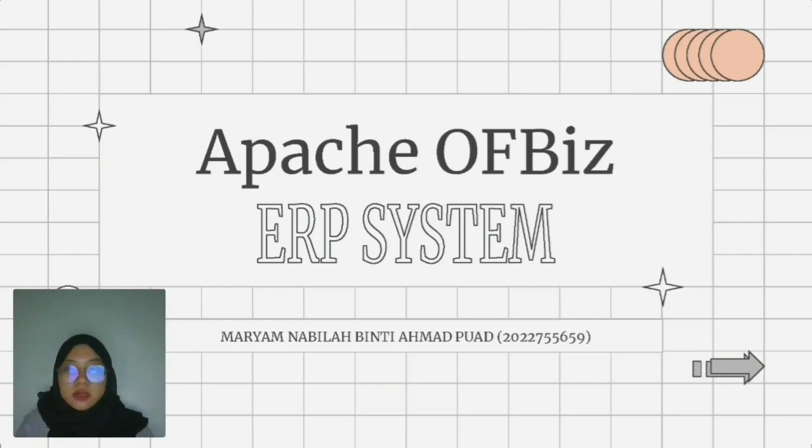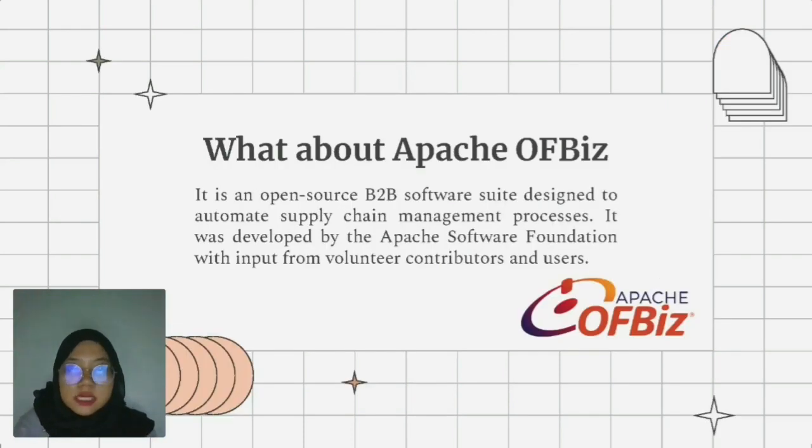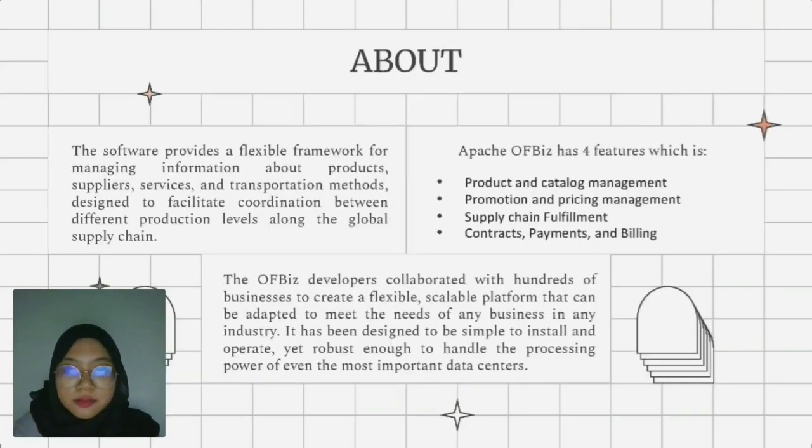In this presentation, I would like to present about the ERP system that I chose, which is Apache OFBiz. Apache OFBiz is an open source B2B software suite designed to automate supply chain management processes. It was developed by the Apache Software Foundation with input from volunteer contributors and users. The software provides a flexible framework for managing information about products, suppliers, services, and transportation methods, designed to facilitate coordination between different product levels along the global supply chain.